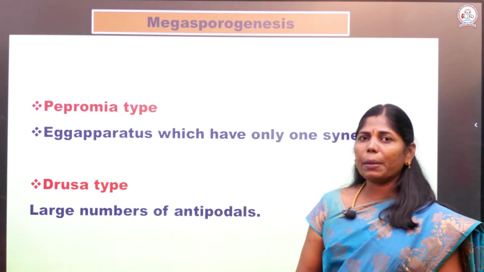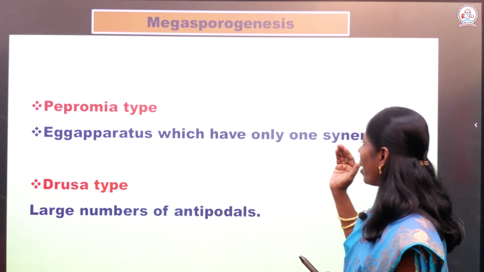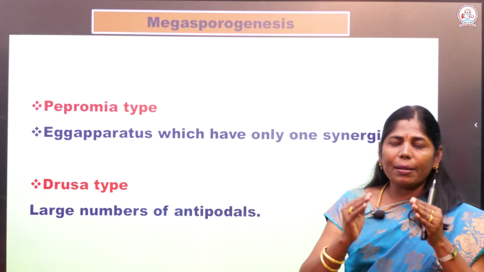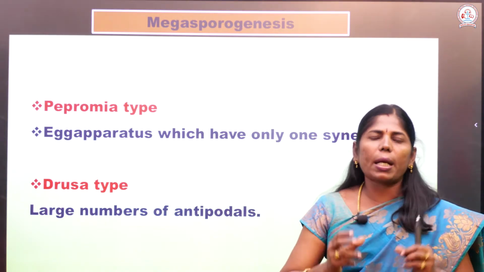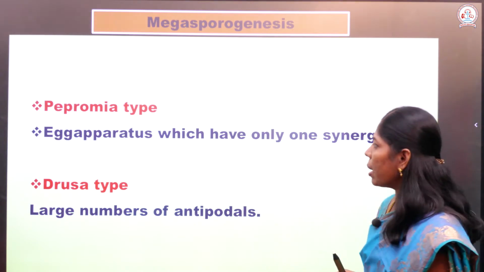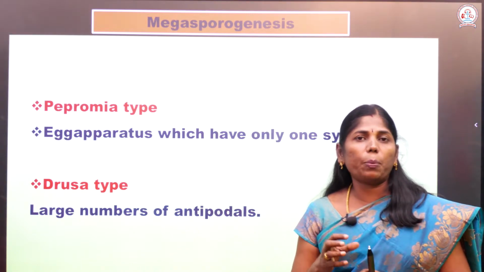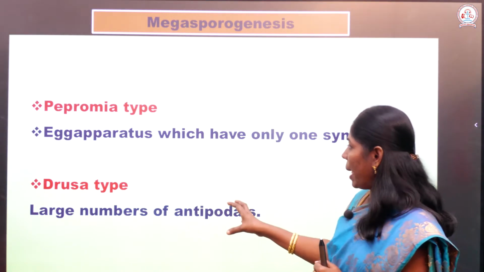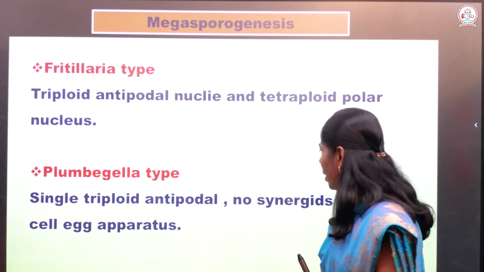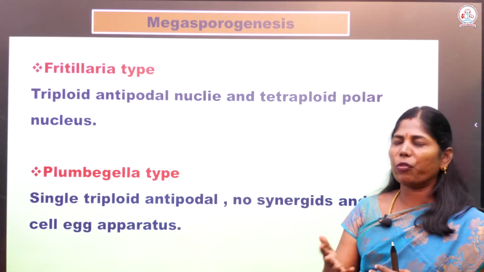And next we are going to see the Peperomia type. The egg apparatus has only one synergid. Usually the egg apparatus has 2 synergids, one on either side of the egg, but here only one synergid is present. Next one is the Drusa type, with a large number of antipodals. Normally 3 antipodals are present, but a large number of antipodals are present in the Drusa type. These are very important from the NEET point of view. It's not for the board exam point of view, but it's additional information.